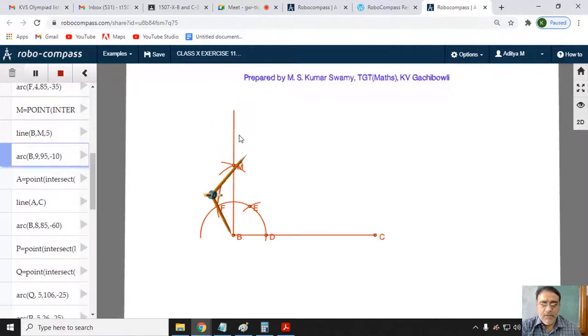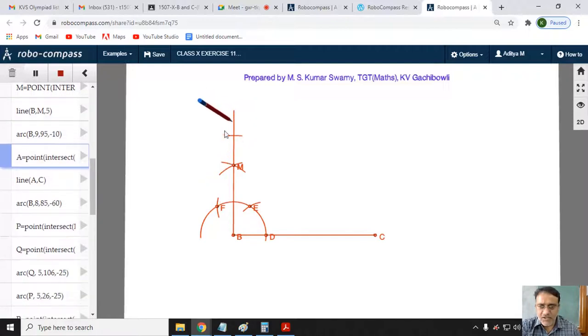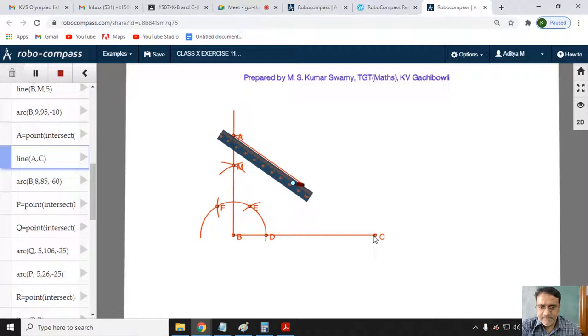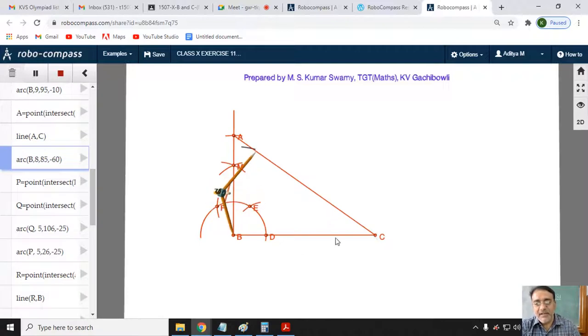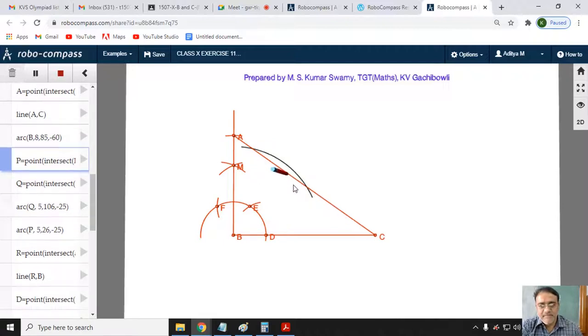Right. Now we'll mark. We will draw an arc, and this point is A. We will join AC. Now B से हम लोग को एक परपेंडिकुलर लाइन ड्रॉ करना है, BD perpendicular to AC. So B से एक आर्क ड्रॉ करेंगे which will intersect AC at 2 points P and Q.